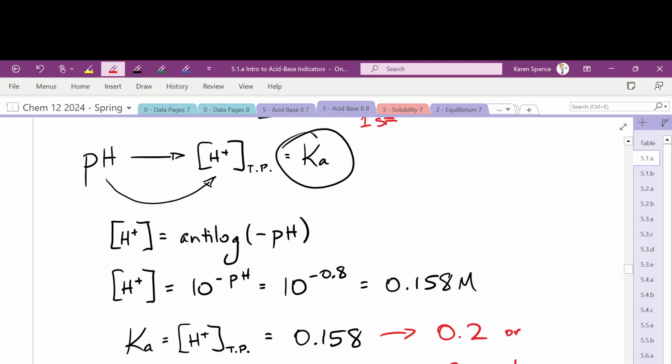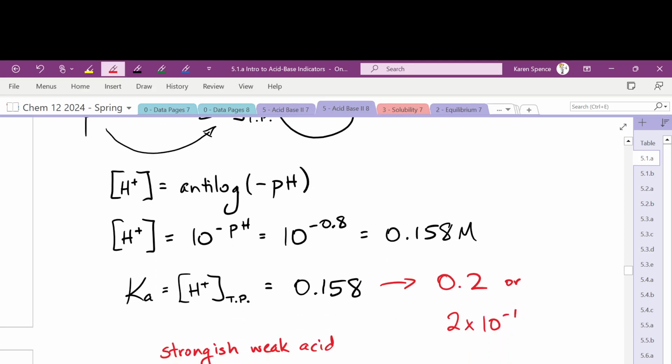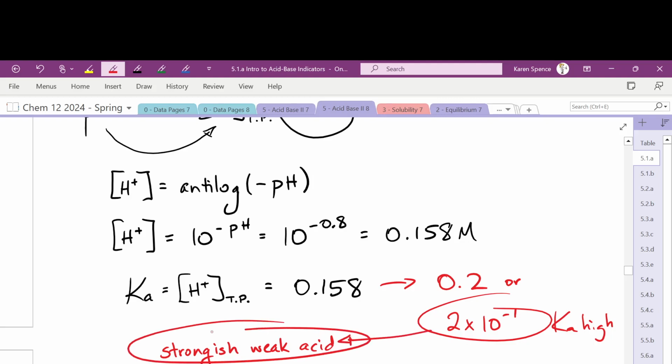Is that a strongish weak acid or is it a weakish weak acid? It's a strong-ish weak acid. How do you know? Ka is high, and therefore it is a strongish weak acid. Yes? Just reviewing a few little concepts here, from the acid-base 1 stuff.